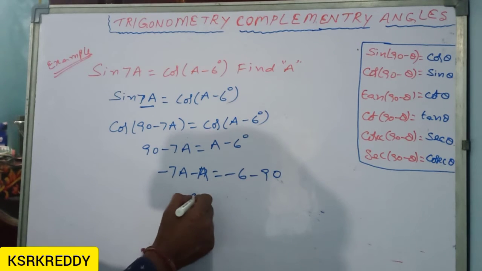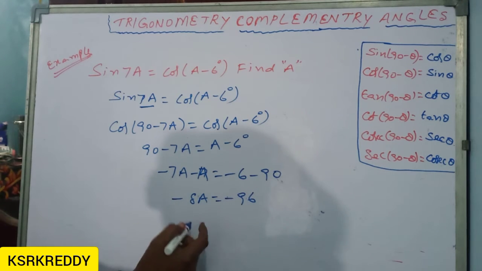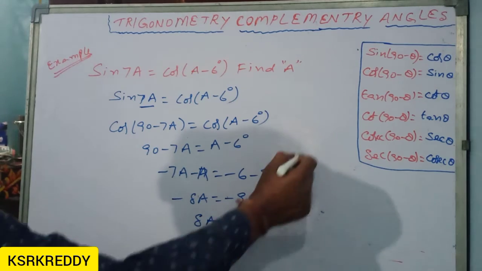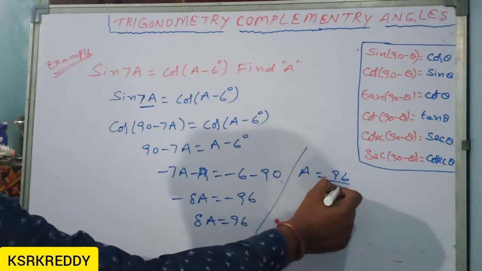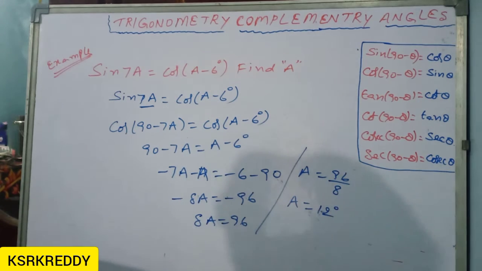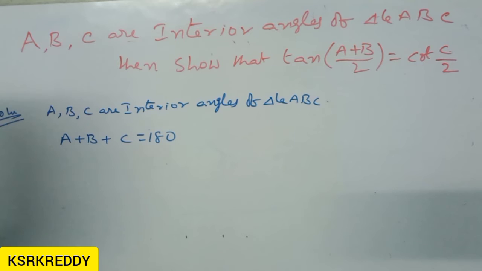So minus 8a is equal to minus 96. Both sides minus cancel. 8a is equal to 96. Then a is equal to 96 by 8. A is equal to 12 degrees. A value 12 degrees.